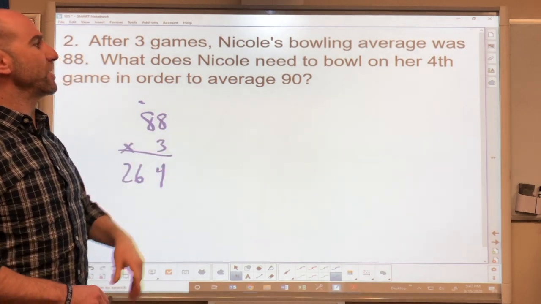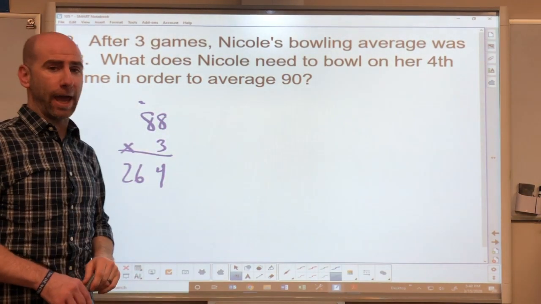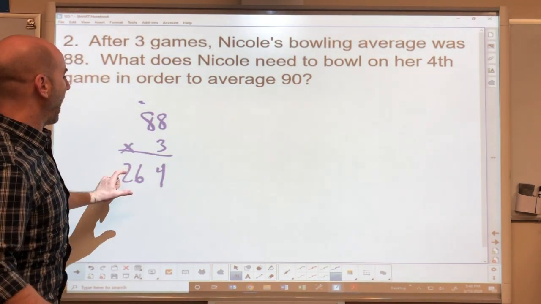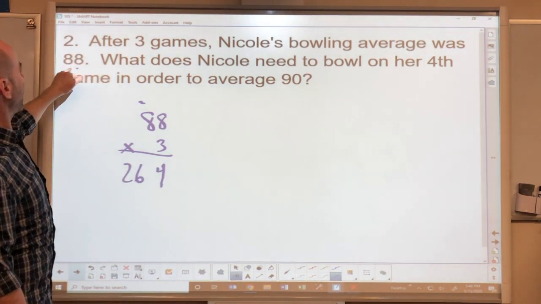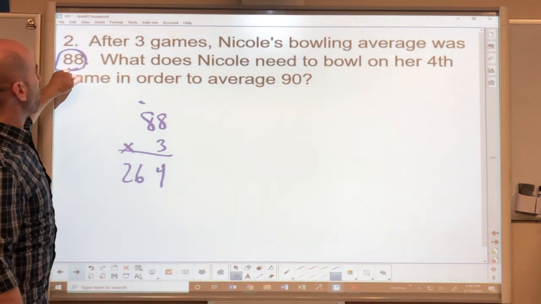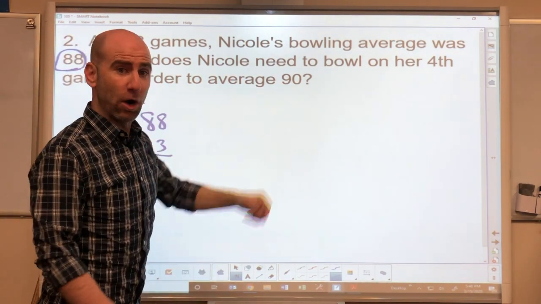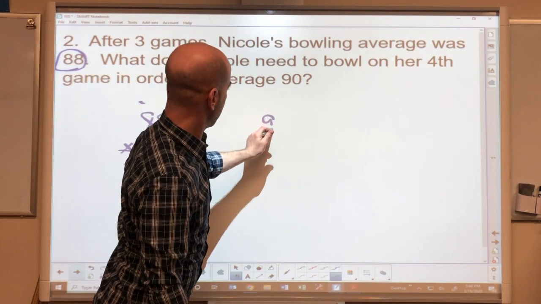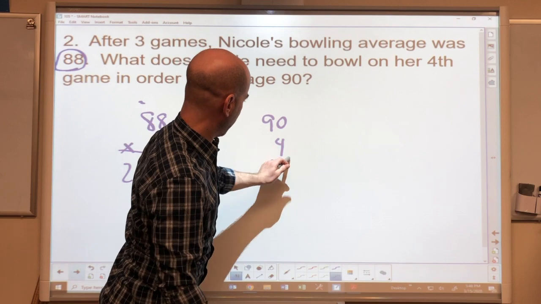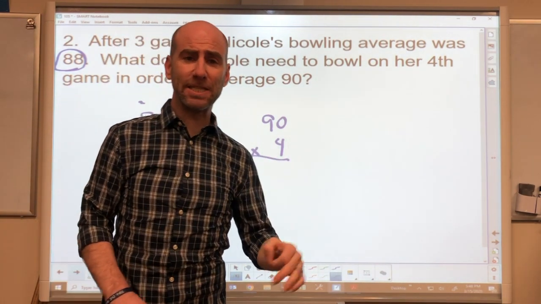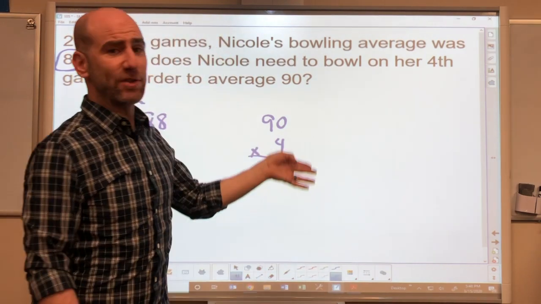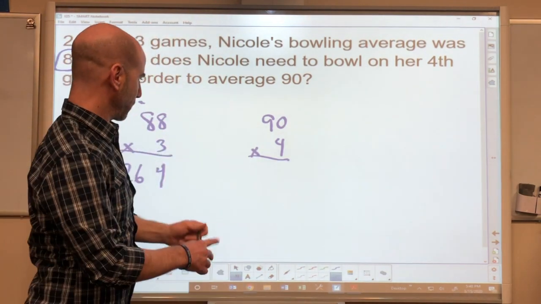What does Nicole need to bowl on her 4th game in order to bring her average up to 90? So her average was 88. We've got to get it up to 90. So do 90 times 4. Why 90 times 4? Because her average needs to be 90 after she's bowled 4 games.